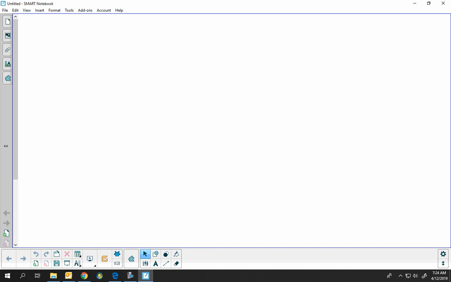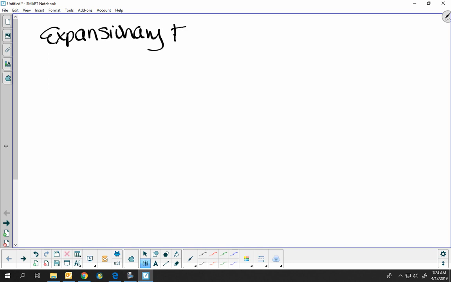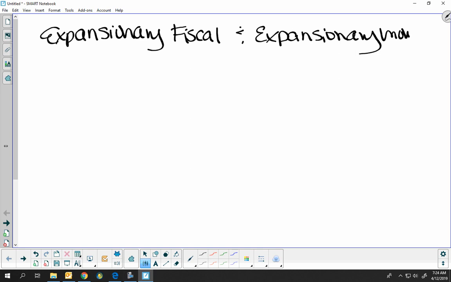Okay. So for the first title, we're going to have a title on top and a title on the bottom. For the first title, we're going to do expansionary fiscal and expansionary monetary policy. Typically you would think they would be going in the same direction, but not necessarily. One's done by Congress, one's done by the Federal Reserve, and they don't talk to each other. Not really. They have in the past, but that doesn't mean it actually does anything.